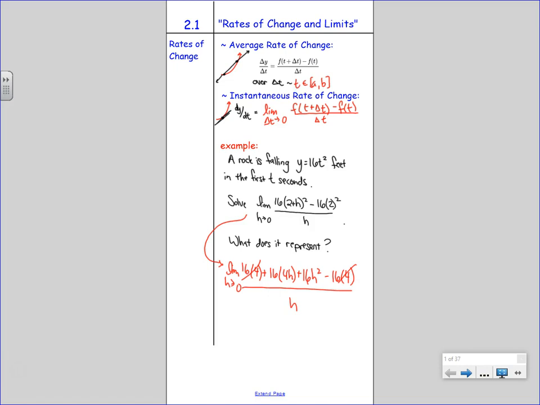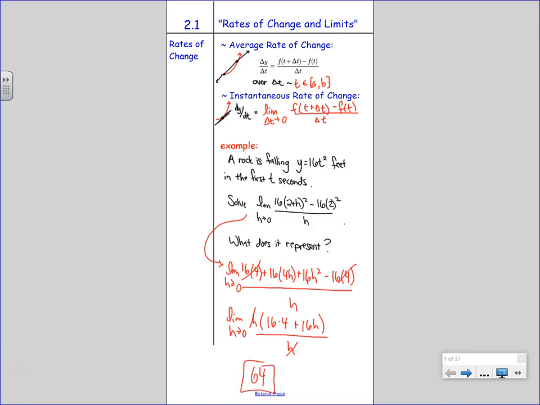Those two, oh, you can cancel. I can get h out of the top. And that h on top is going to reduce with the bottom. Yeah, it's going to cancel out with the bottom, right? Now I can plug in h is 0 and I end up with a final answer of 64.